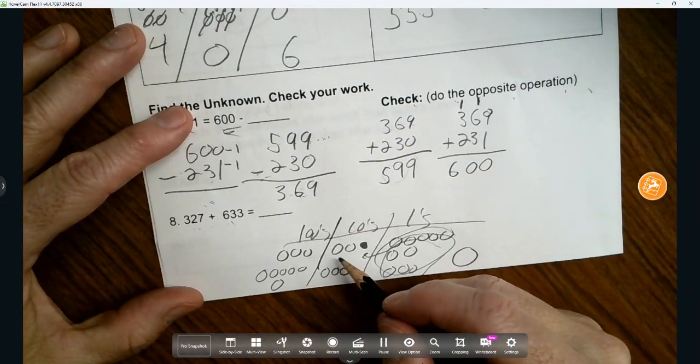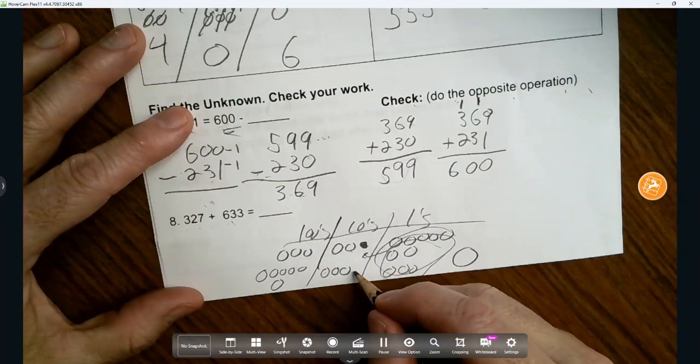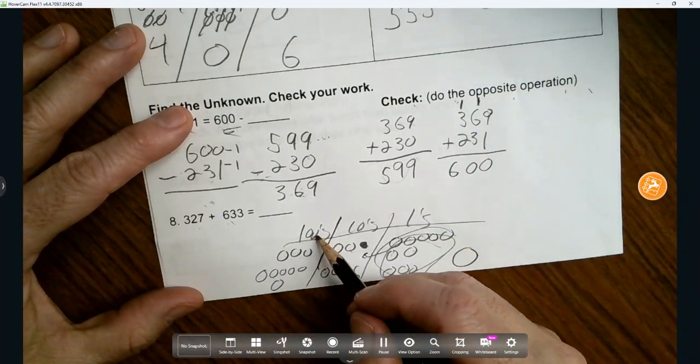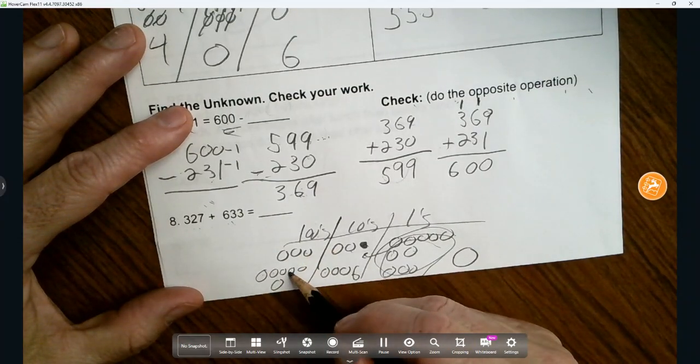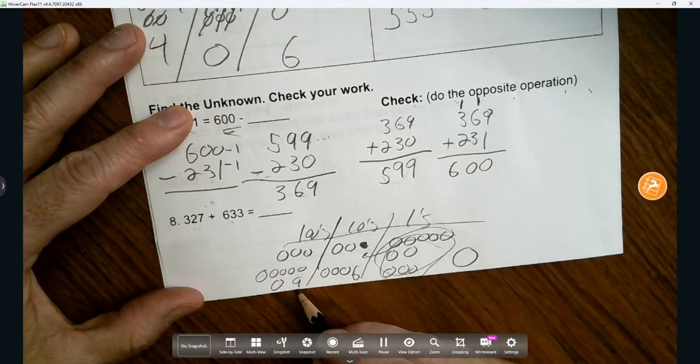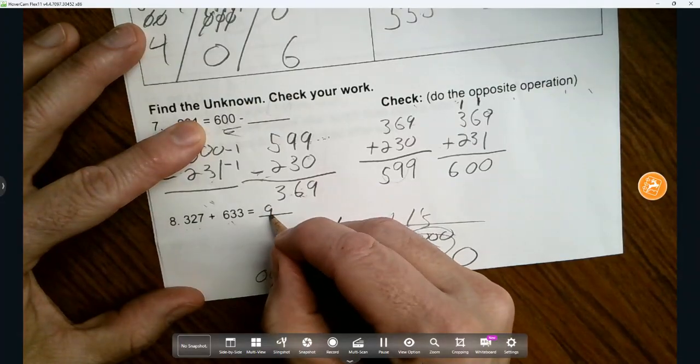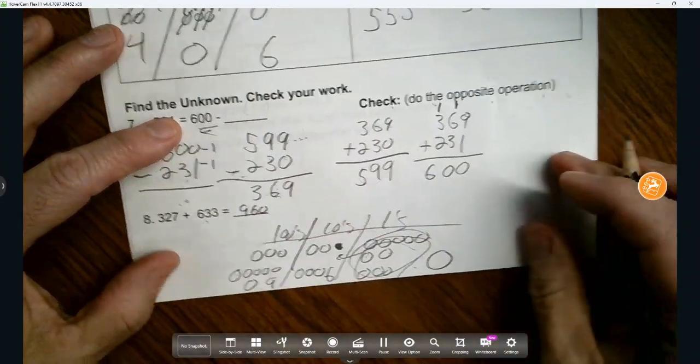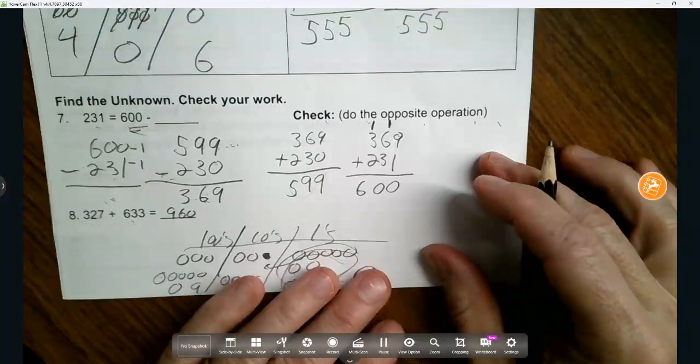Count up our tens. 1, 2, 3, 4, 5, 6. We have a 6 there. Count up our hundreds. 1, 2, 3, 4, 5, 6, 7, 8, 9 hundreds. So our answer, if you can see it, is 960. 960. So they want us to show the opposite to check.